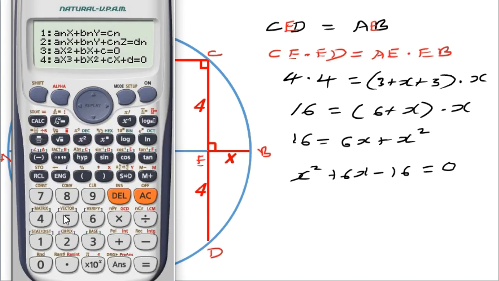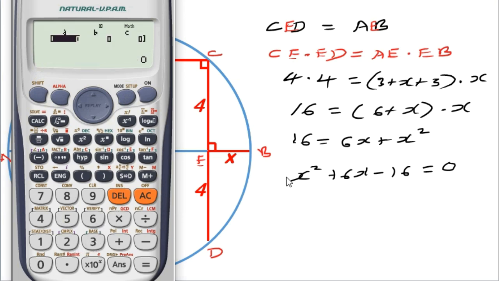We go to equations, then we choose quadratic equation number 3, then the coefficient of x squared is the a, which is 1, then the coefficient of x is the b, that is positive 6, then the constant term is negative 16. So what are the values of x? The first value of x is 2, and the second value of x is negative 8.